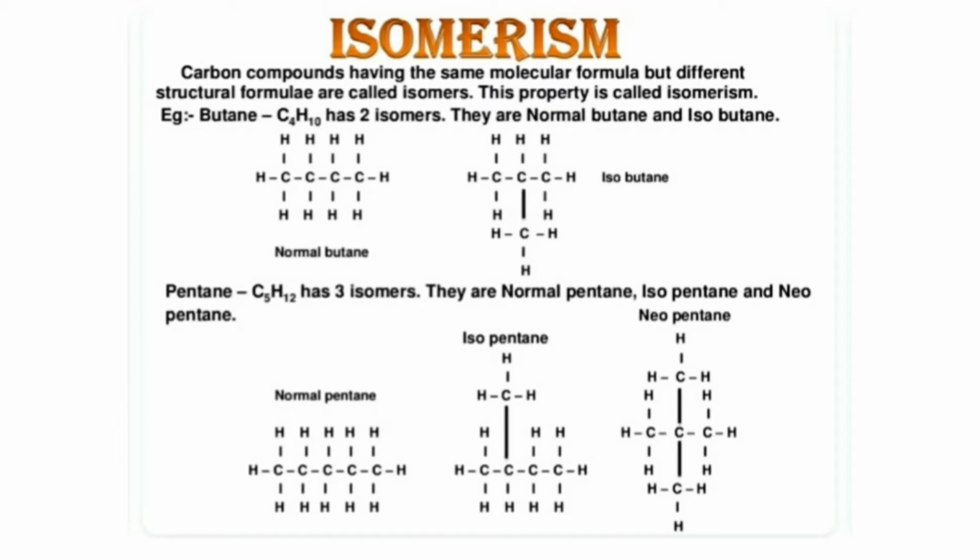Isomerism. Carbon compounds having same molecular formula but different structural formula are called isomers. This property is called isomerism. Example, butane C4H10 has two isomers. They are normal butane and isobutane. Pentane C5H12 has three isomers. They are normal pentane, isopentane and neopentane.